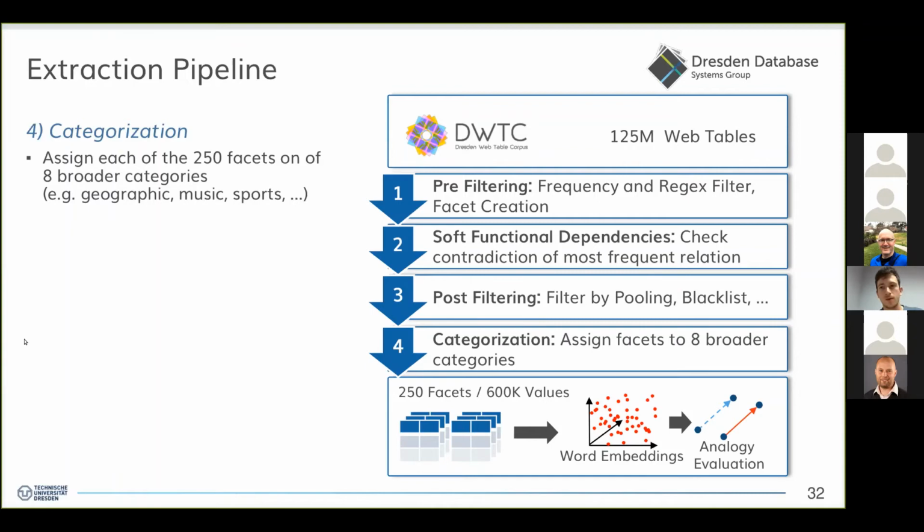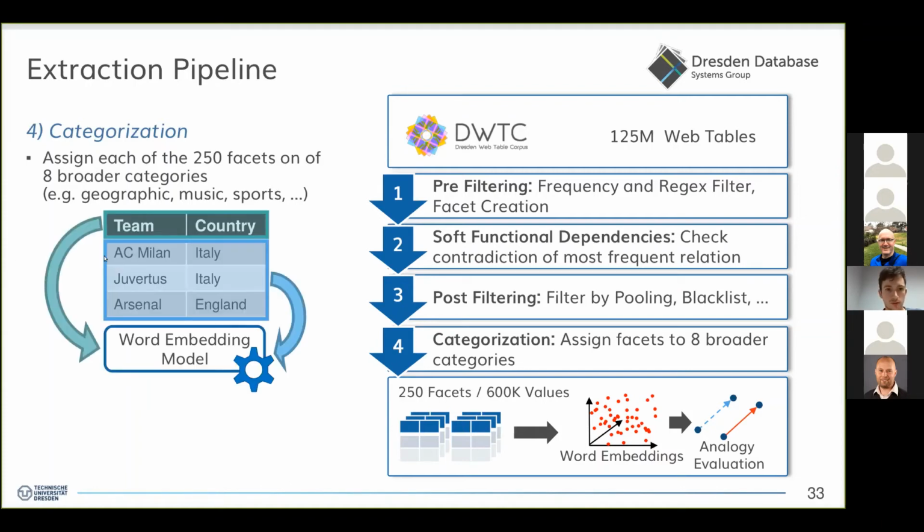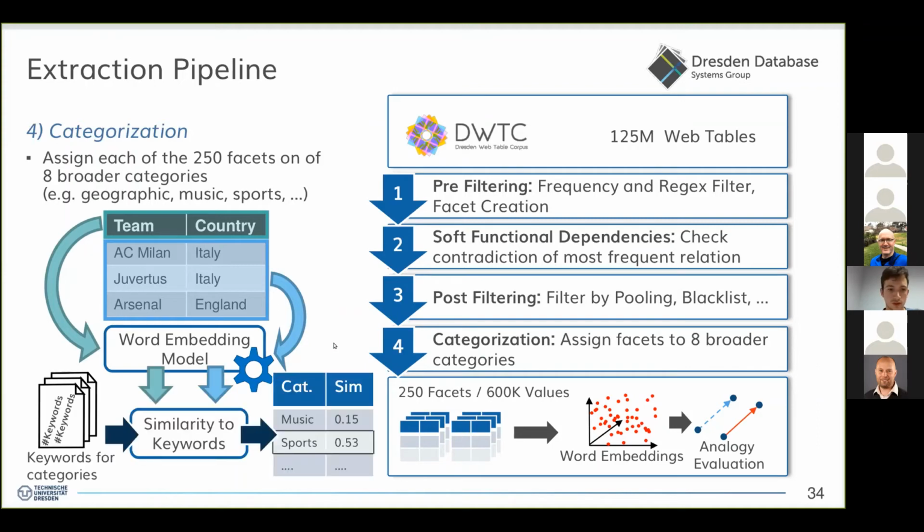And finally, we assigned the facets into 8 broader categories. Therefore, we take the terms of object and value set as well as the word pairs itself, put them into a word embedding model to then calculate similarity scores according to some keywords we define for each category, and then select the category with the highest score, which is an aggregated similarity score of the similarity scores calculated before. And in this case, it would be sports.